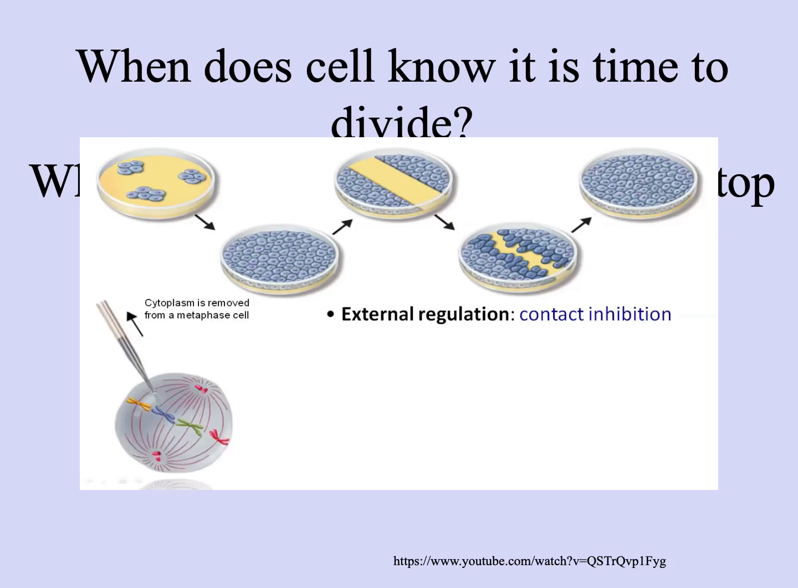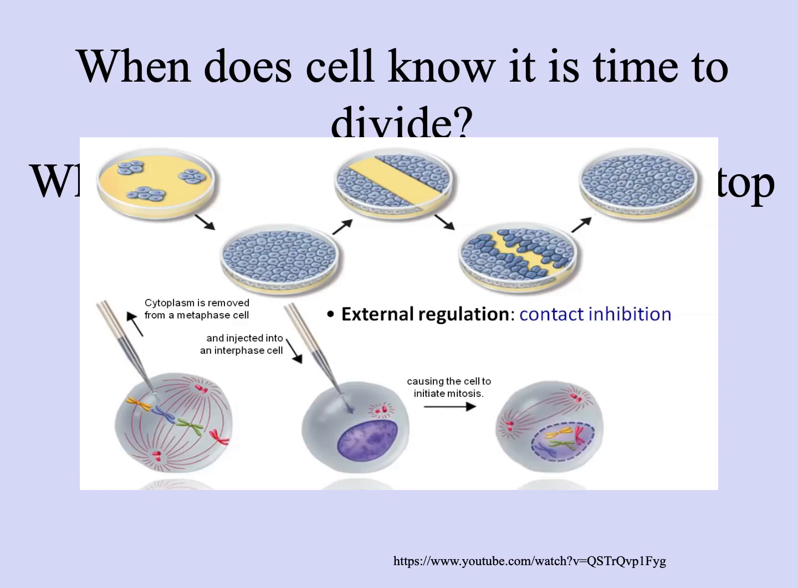But a second experiment, one that involved removing cytoplasm from a cell in metaphase, really changes this perspective, because that cytoplasm was then injected into a different cell that was in interphase, and with that injection, the cell began to initiate a new mitotic process. So in this case, we see that the cell cycle is controlled by internal controls, or internal regulation, and this is by protein compounds referred to as cyclins, and they control checkpoints along the cell cycle.